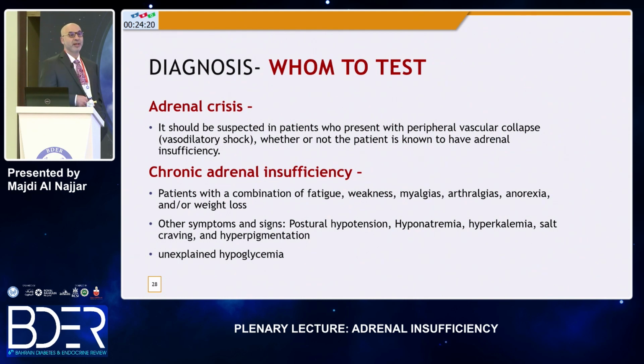So whom to be tested? We divide the patients into 3 groups. The first group are those suspected of adrenal crisis. A patient comes to the ER with vascular collapse for no apparent reason, then we suspect adrenal insufficiency. Or patients who have symptoms suggesting chronic adrenal insufficiency, like fatigue, weight loss, tiredness, hypotension, hyperkalemia, and so on.